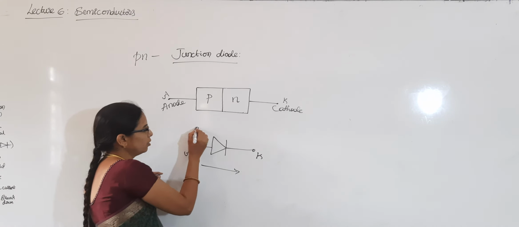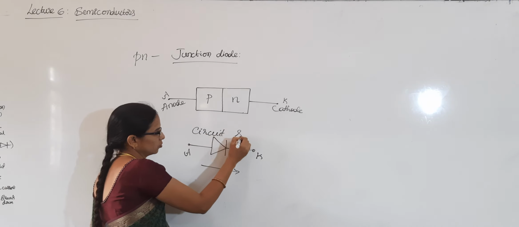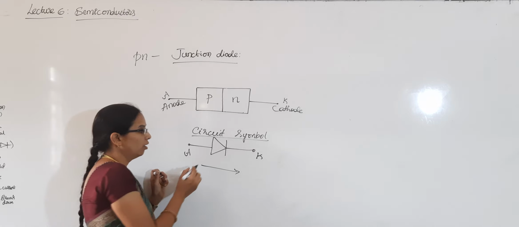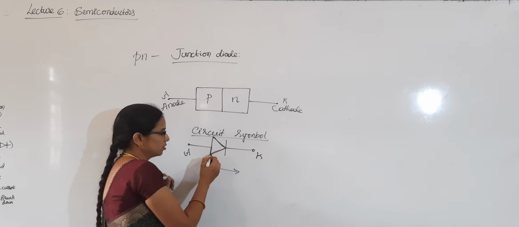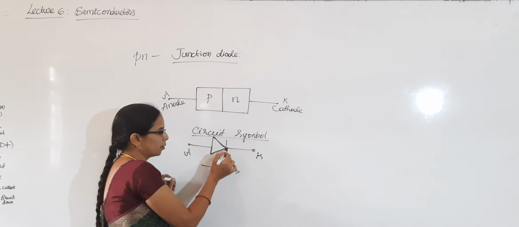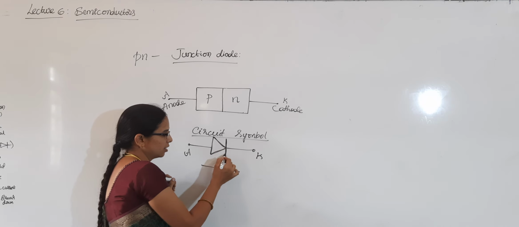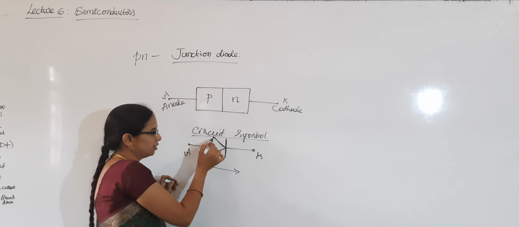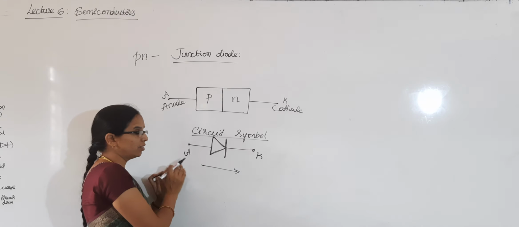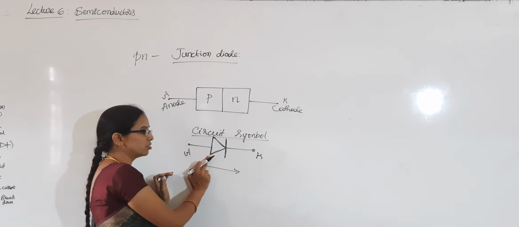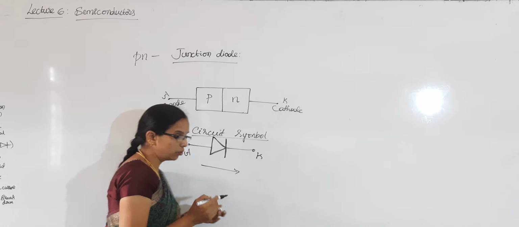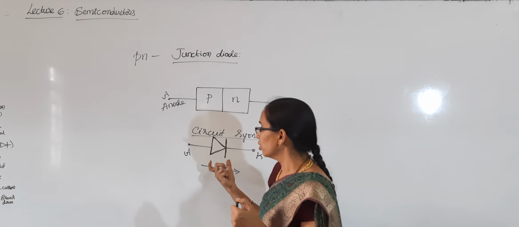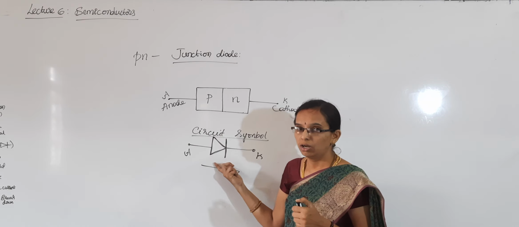See, this is the circuit symbol of a PN junction diode. It looks like an arrow mark. The side the arrow mark is pointing toward is called the cathode, and the one behind is called the anode. That means this is the P-type region and this is the N-type region. In an electronic circuit, when you use a diode, you represent the diode using this symbol. Okay?